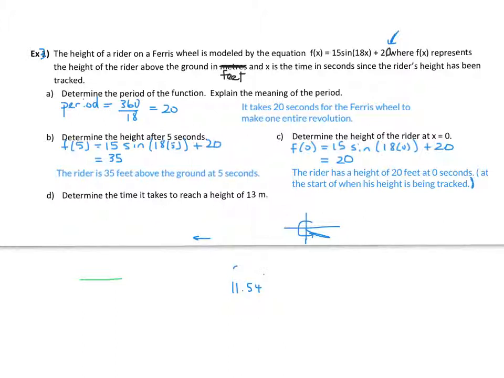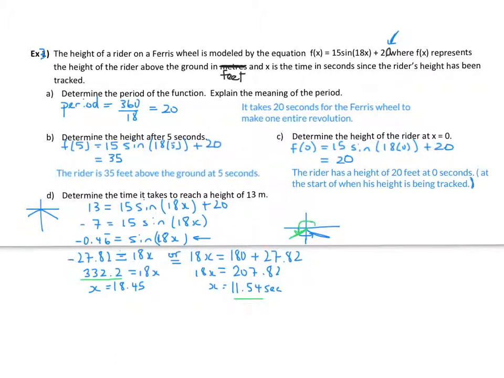And then my other angle is in that third quadrant, so 180 plus that extra 27.82, the related acute angle, and then divide both sides by 18, and I got about 11.5 seconds there. So he's reaching a height of 13 feet 11.5 seconds into his ride, as well as 18.5 seconds into his ride during that first revolution.